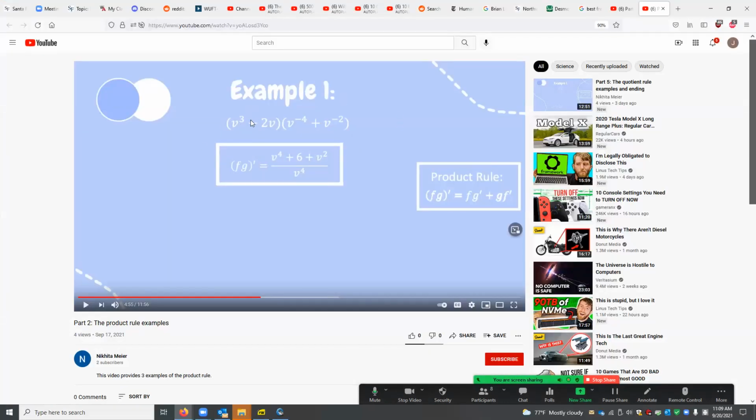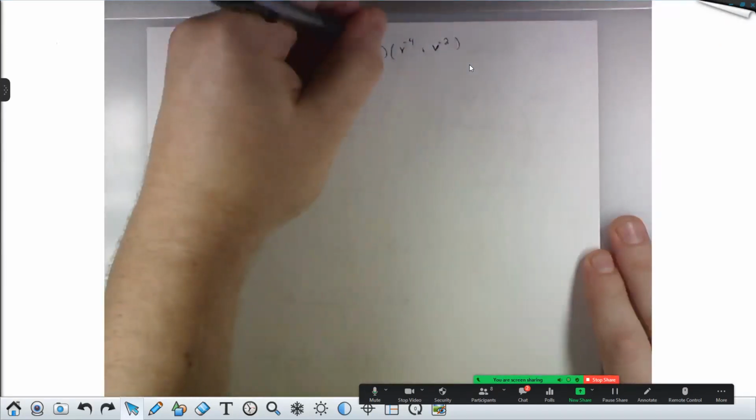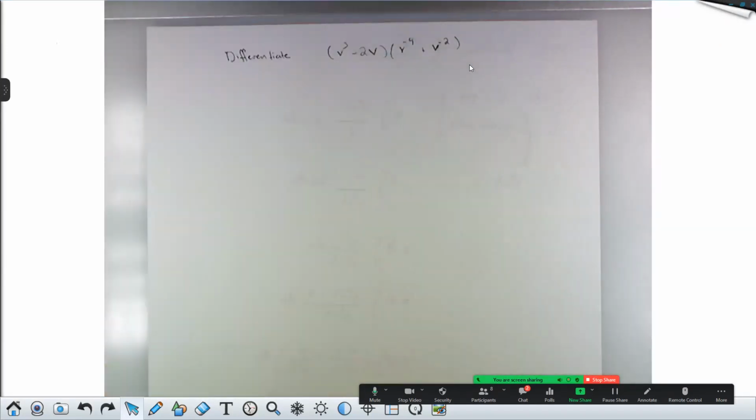Let me write this down. We want to differentiate v cubed minus 2v times v to the negative 4 plus v to the negative 2. This is a really nice first example because it's actually a problem we could have solved without the product rule. So can anybody tell me how we would have differentiated this if I gave it to you last week?